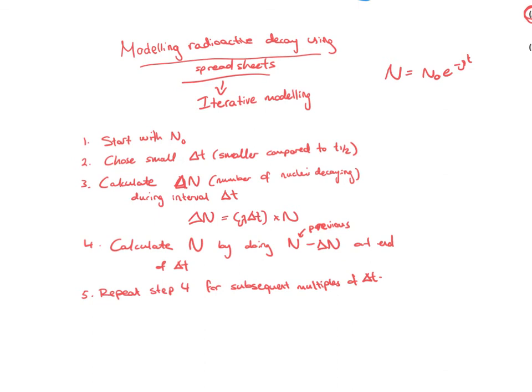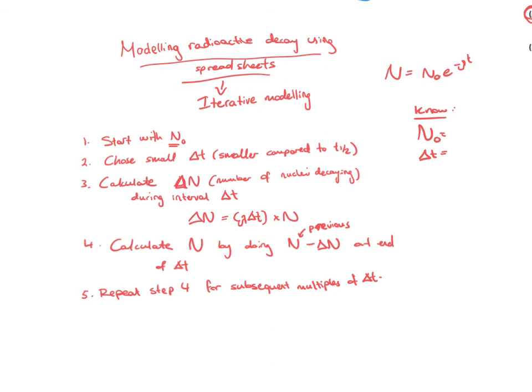So the first thing that you definitely need to start with is the number of undecayed nuclei in the sample to begin with. You need to also choose a very small time interval. So basically you will know N naught. You will decide on a very small time interval that's much smaller than the half-life, because obviously you need to be able to assume that the activity of the source doesn't change significantly in that small time interval.